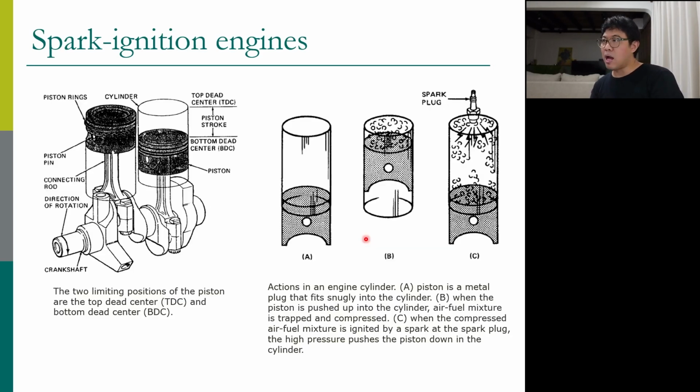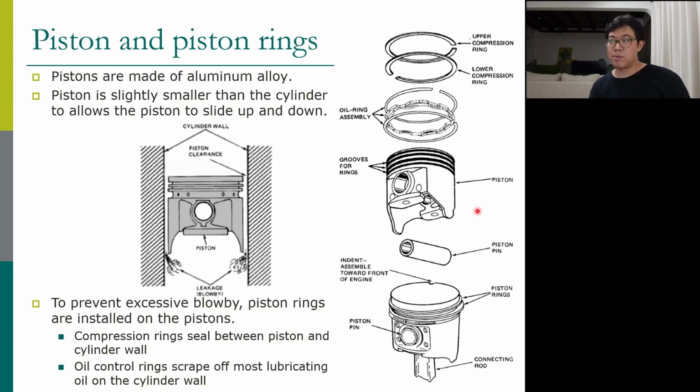Now for spark ignition engines, you have the piston moving between top dead center and bottom dead center. One way from TDC to BDC is called a stroke. Going from BDC to TDC is another stroke. So the piston stroke is the distance of the movement between top and bottom. Now when we compress the air-fuel mixture, if we have hot compressed fuel and air, it can combust and push down the piston, and we get power.